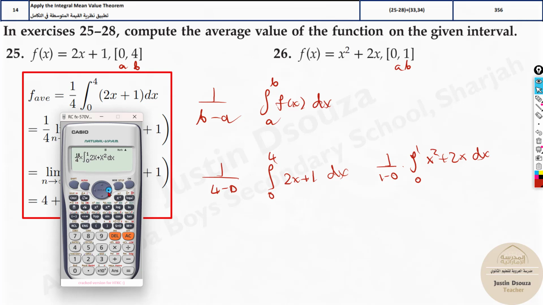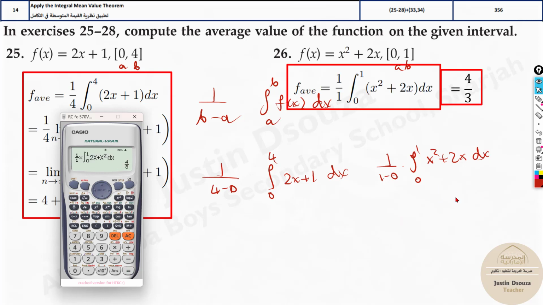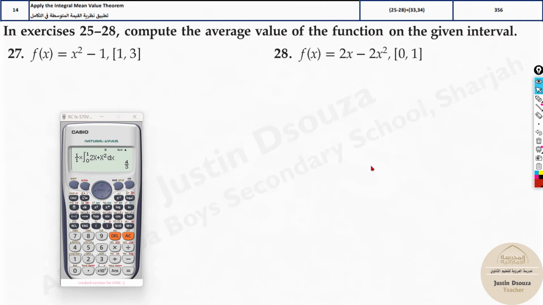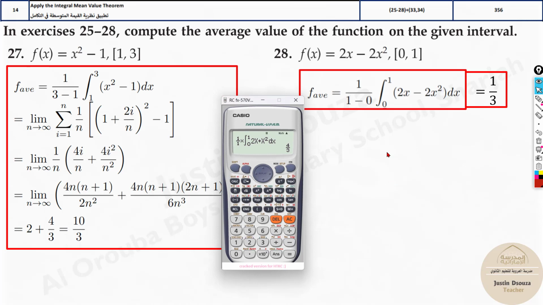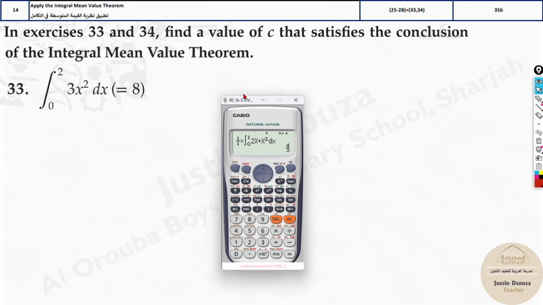And don't forget what is being multiplied. This is not 1 by 4. It is 1 by 1 minus 0. That's 1 by 1. The answer is 4 by 3. So this is how you can easily solve these problems. Please do these two by yourselves and then check for the answers. And what about this one over here?